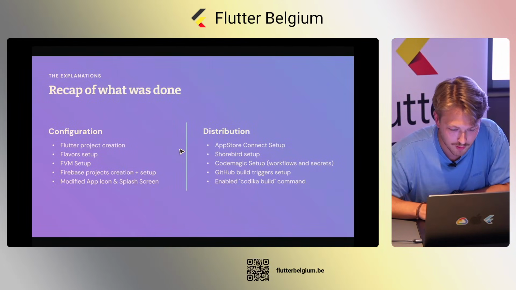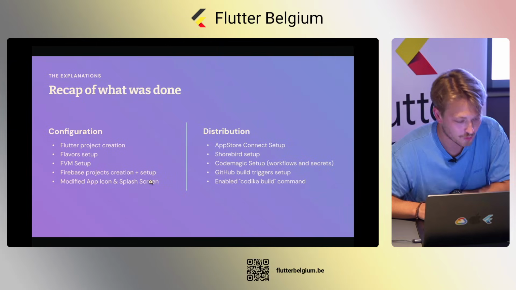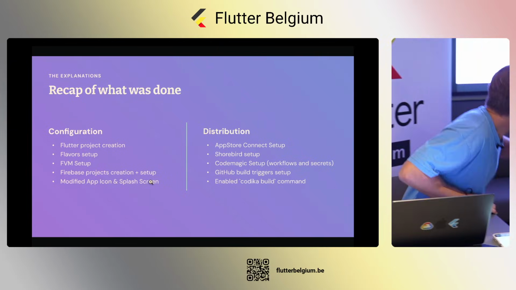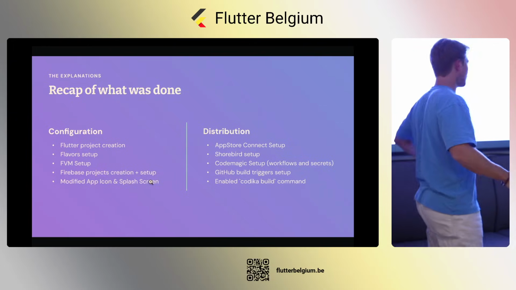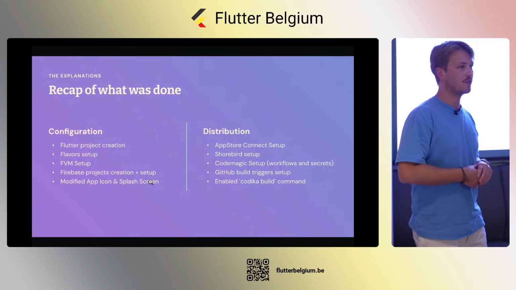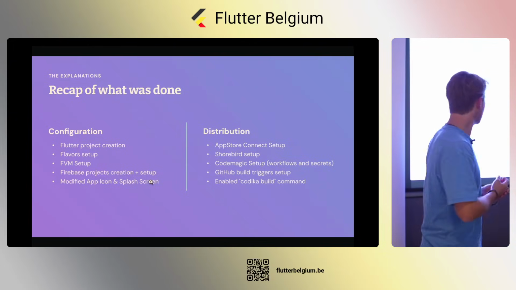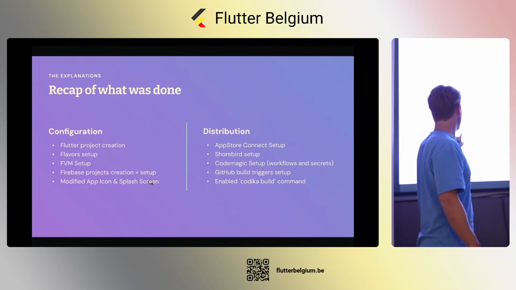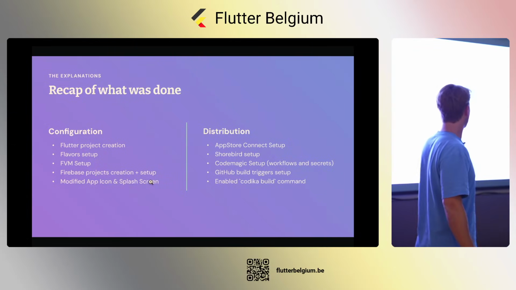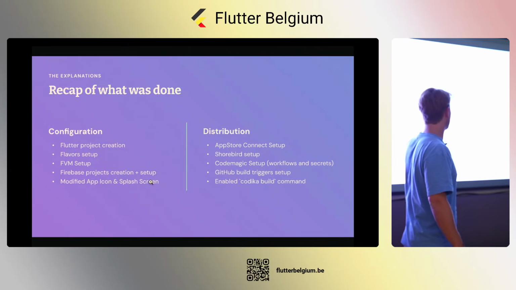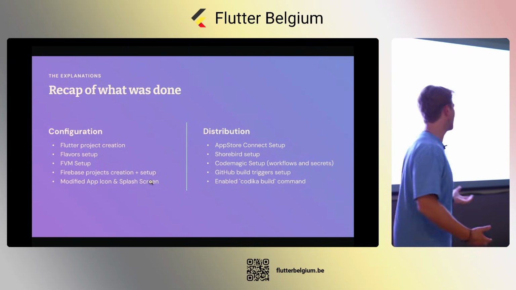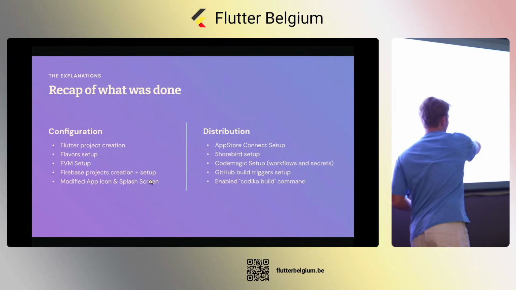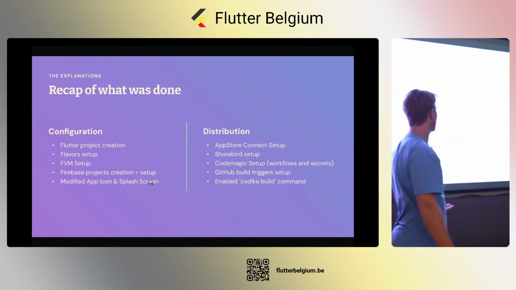Let me go back to my presentation. So we have the project created, we have the flavor set up, FVM set up, Firebase, the projects were created, so I didn't create them earlier. The CLI created them for us. And it downloaded the configuration files, modified the app icon and the splash screen. And on the distribution side, we created the entire app on App Store Connect, set up Shorebird, CodeMagic, and enabled finally the command, Codika build command.